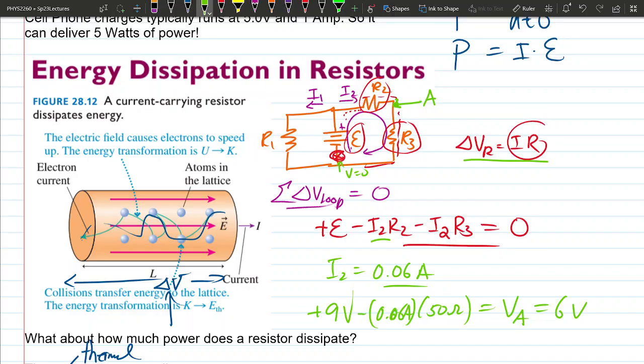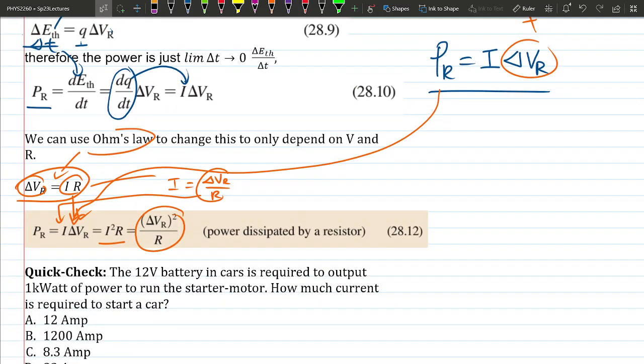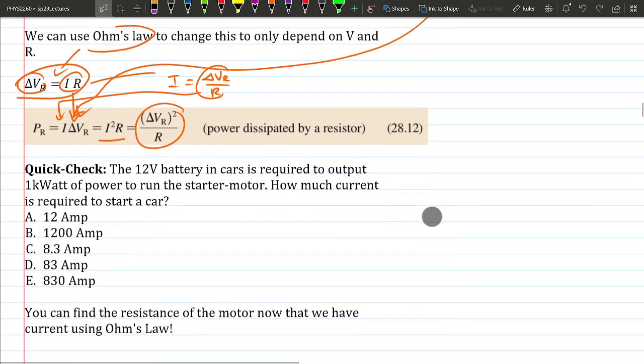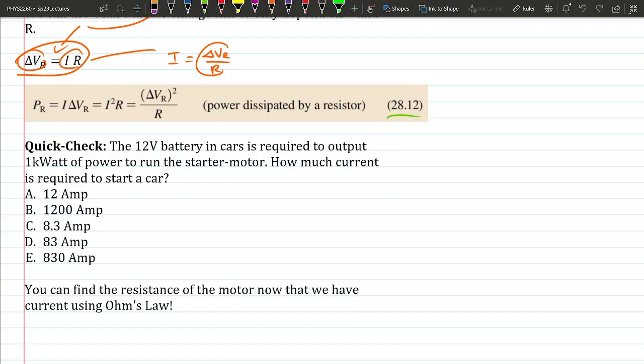All right. So now, let's move on to new stuff, okay? Last time we talked about the power dissipated by a resistor, and we didn't get to do this little quick check thing, where the power being dissipated by a resistor is from this equation in the textbook, 28.12. And the reason there's a long version of it is that power is going to be the current times the change in voltage across that resistor.